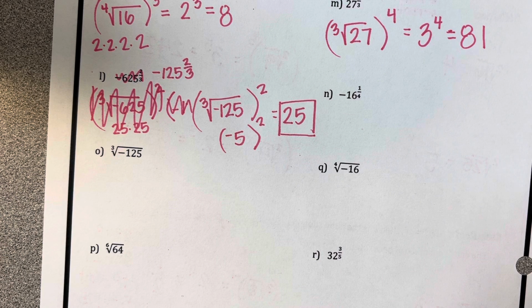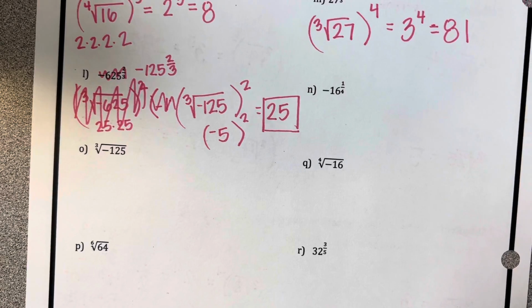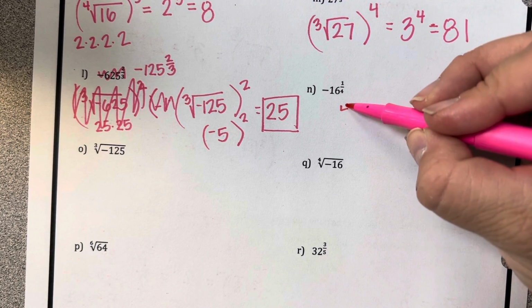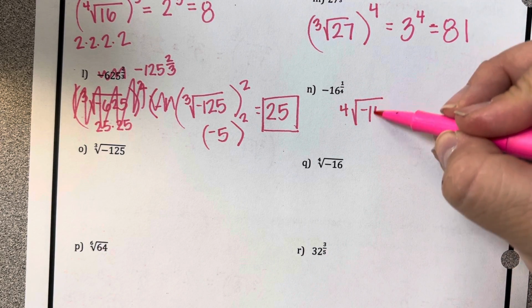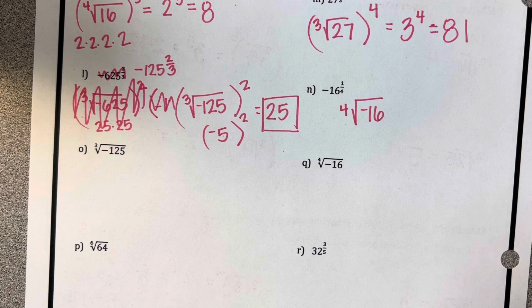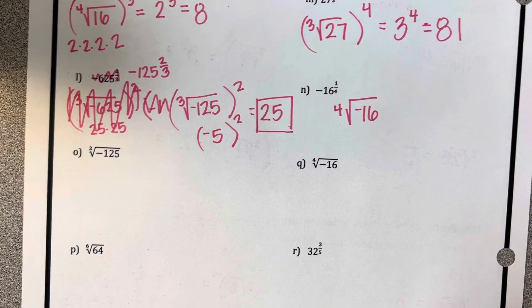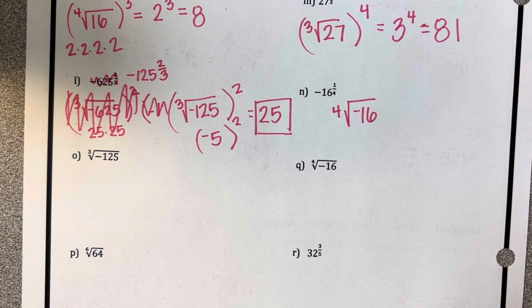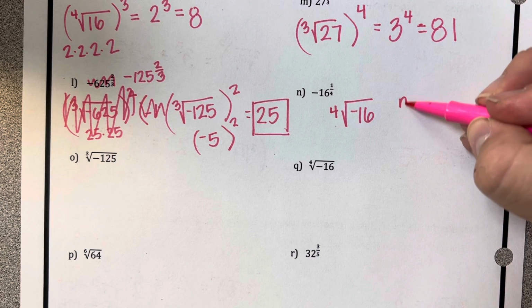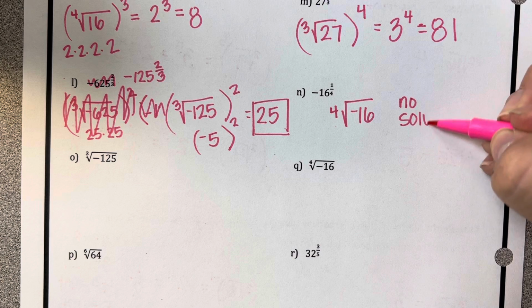Okay, so let's look at letter N. This one is saying the fourth root of negative 16 raised to the first power. So what number times itself 4 times gives us negative 16? There isn't one. This is no solution.